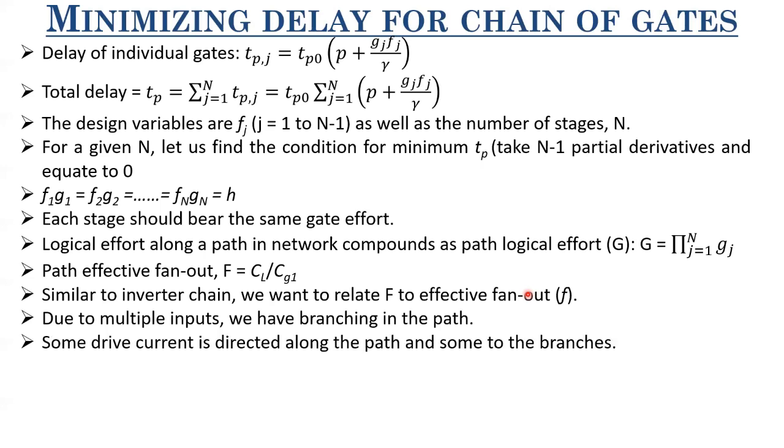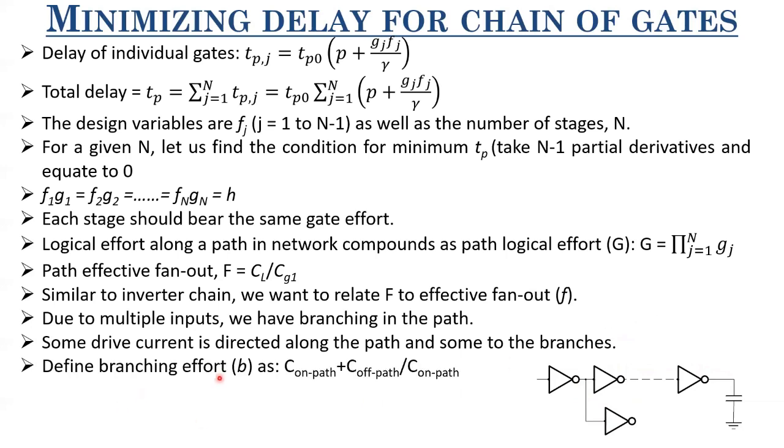Some drive current is directed along the path and some is also directed to the branches, right? So if you have a situation like this, let's say this is your critical path, which is under consideration, and this is the branch path. Some current will flow in this path, some will also be directed towards this branch, right? So to take these cases into account, we also define something which is called branching effort.